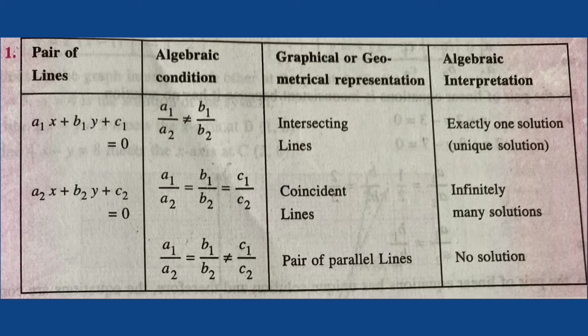Next is if a1 upon a2 is equal to b1 upon b2 and is equal to c1 upon c2, then the lines are coincident lines, means they are overlapping each other and it will be having infinitely many solutions. But if a1 upon a2 is equal to b1 upon b2 but it is not equal to c1 upon c2, then the lines are parallel lines, and we know that parallel lines do not have any solution. So with the help of this table we can identify without drawing the graph which kind of solution the pair of linear equations will be having.